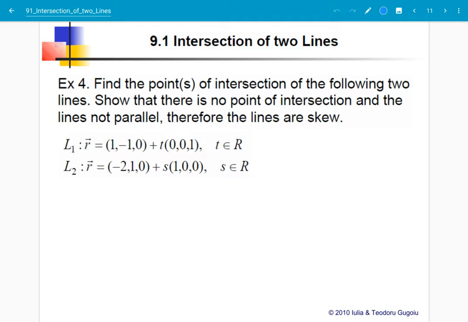Okay, set up your parametrics. Hopefully you have that done now that you're rolling the video. So for the x, I have 1 is equal to -2 plus s. Oh, that's going to work out. For y, I have -1 is equal to 1. Oh, wow. Okay. And for z, I have t is equal to 0. Well, that seems fine.